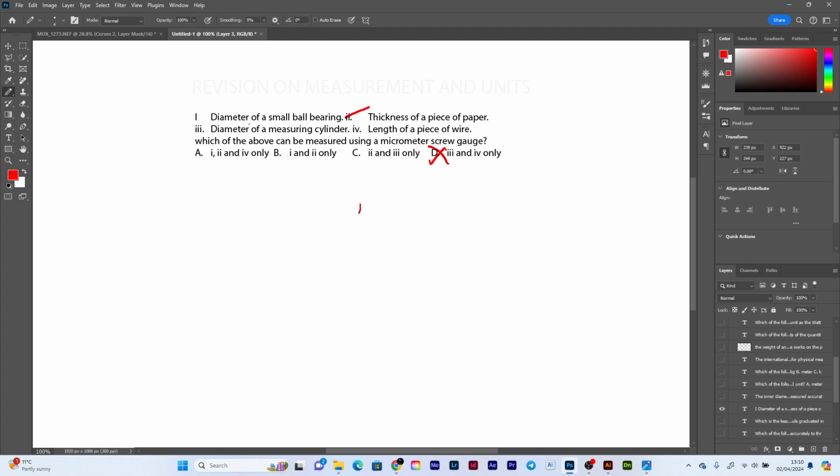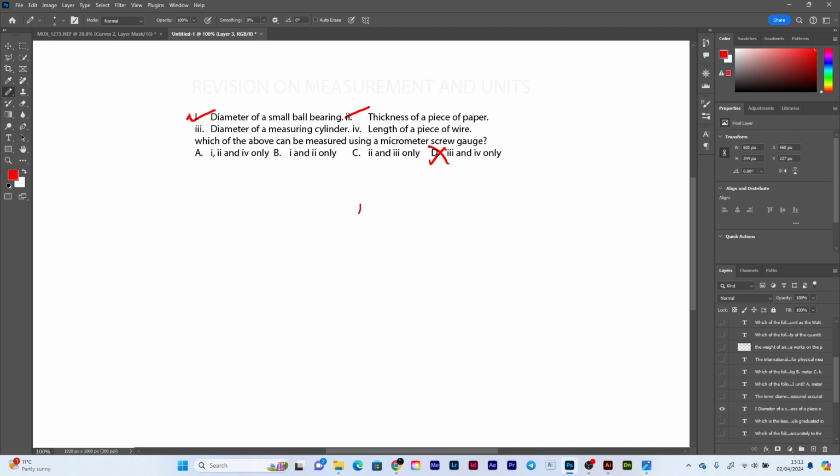Okay, so which other one? Diameter of a small ball bearing. That means a ball bearing only has external diameter. A ball bearing is what they call a body. Are you getting it now? It's like a small metal ball, is what they call a ball bearing. So it only has external diameter, isn't it? So that means this has to be part of it, right?